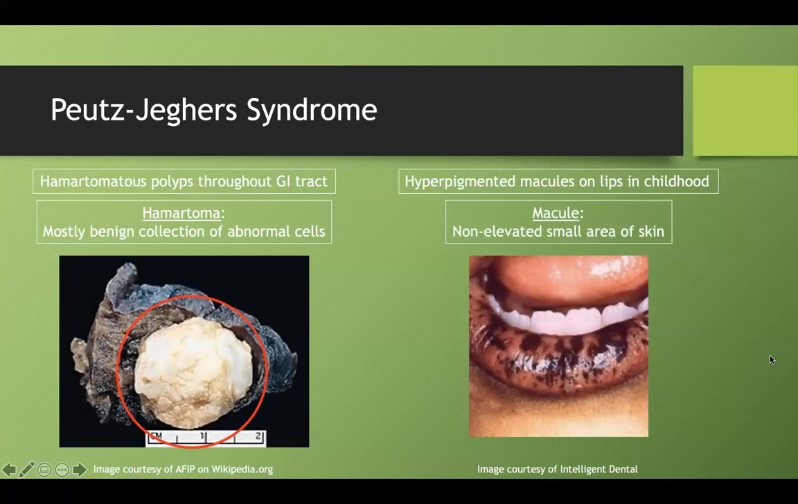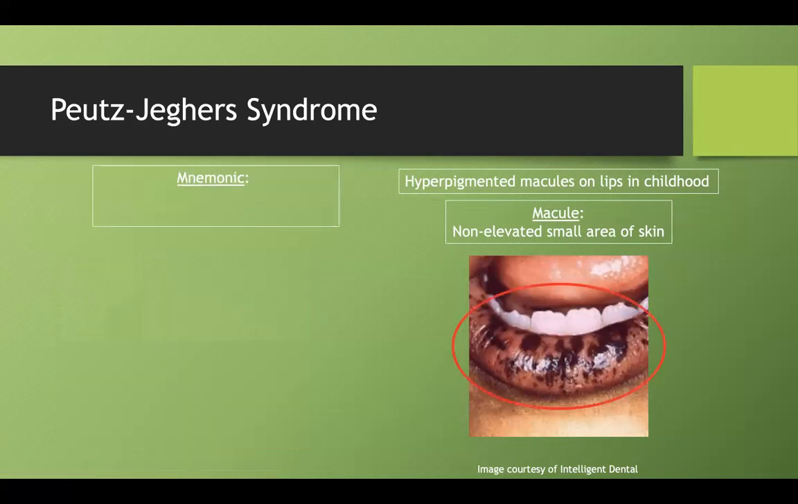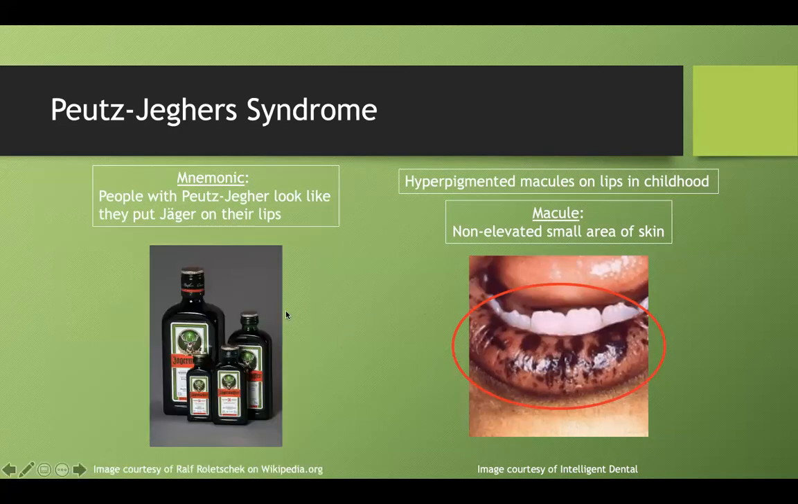And a way I remember that this dark lip is Peutz-Jeghers, I think about it as people with Peutz-Jeghers look like they put Jaeger on their lips. And for those of you who are not aware, Jaeger is an alcoholic drink that's very dark in color. So Peutz-Jeghers, they put Jaeger on their lips. I don't know if that helps anybody, but it kind of helped me remember.